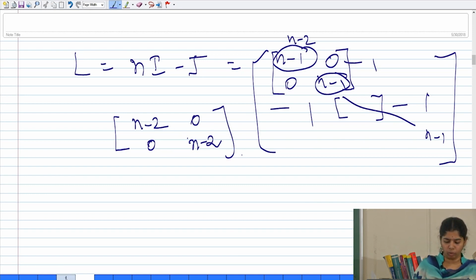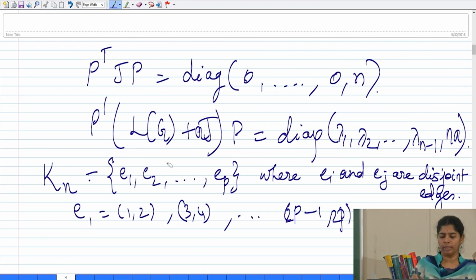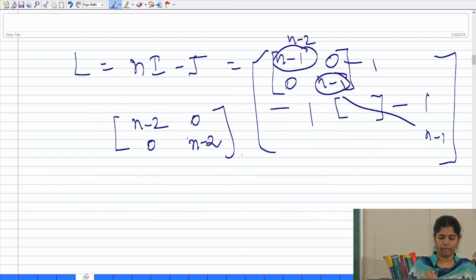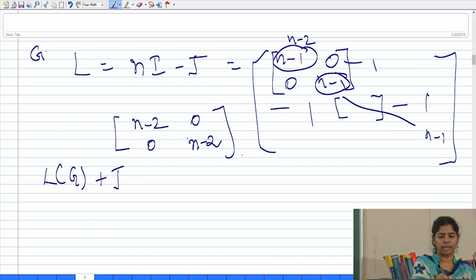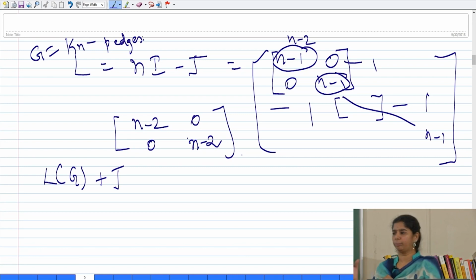So, now let us go back to this result. We were talking about L of G plus A times J, right. So, let us take A equal to 1, just the J matrix, and add it to this given matrix of G, which is now obtained by Kn minus p disjoint edges, right. You remove the p edges. So, in this graph what was happening? L of G plus J.